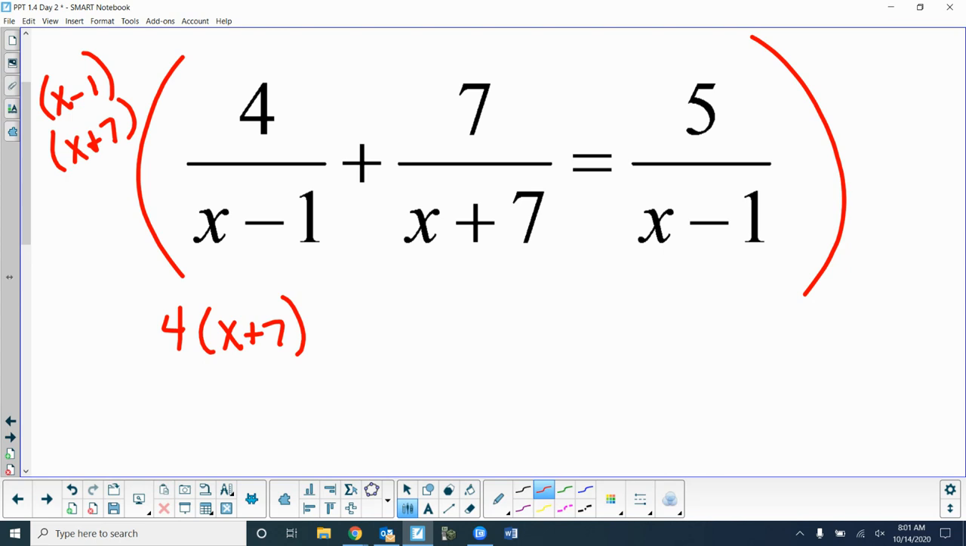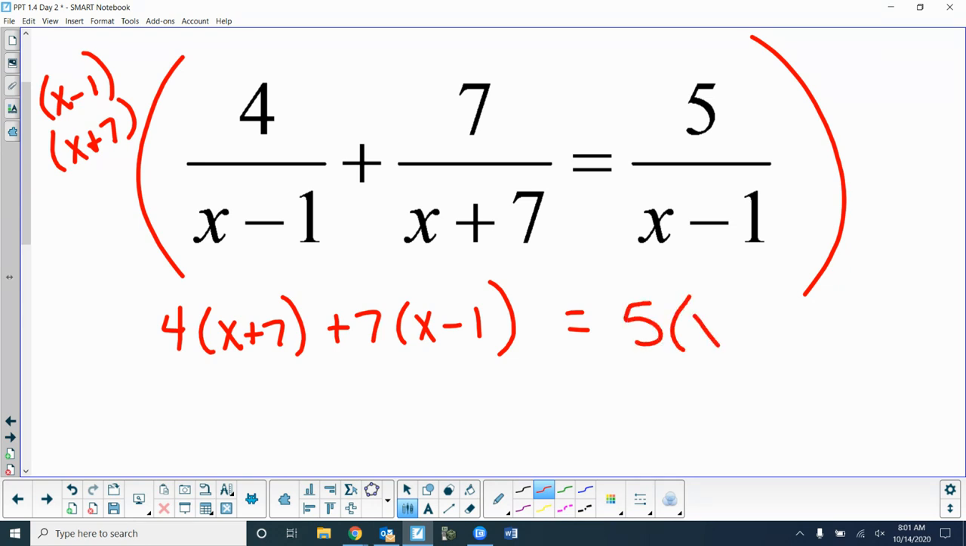That x minus 1 goes away. No more denominator. Here, what goes away? The x plus 7. So all I've got to multiply the 7 by is the x minus 1. And that fraction is gone. And then on this side, again, the x minus 1's canceled. So it's the 5 times the x plus 7.